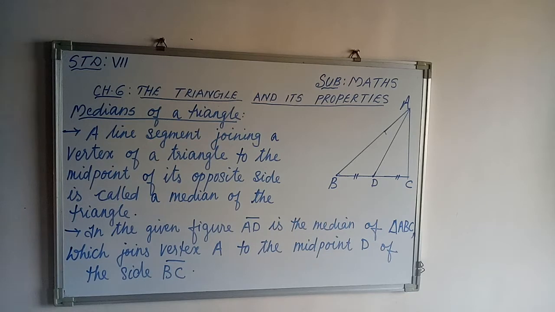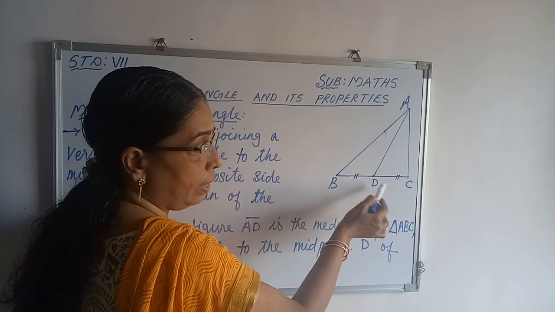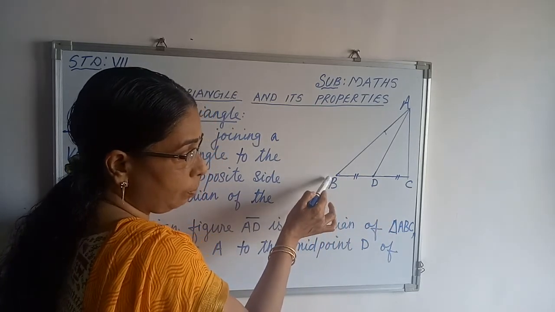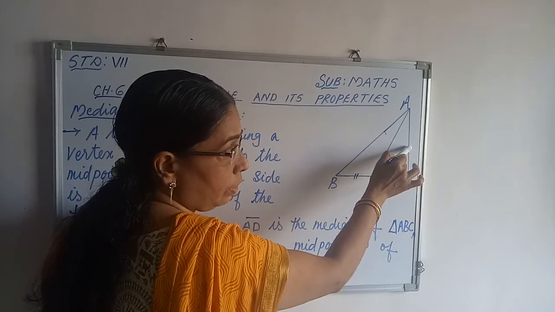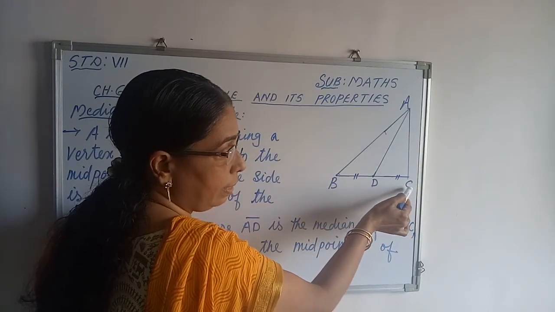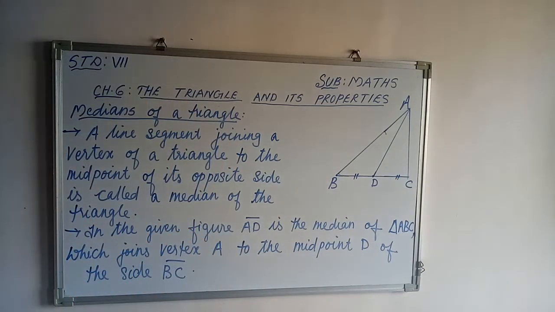And then tell me, in a triangle how many medians can you draw? There are 3 medians. Here I have drawn from A to the midpoint of BC. Same way, from the vertex B I can draw to the midpoint of AC. Then same way from the vertex C to the midpoint of AB. So a triangle has 3 medians.